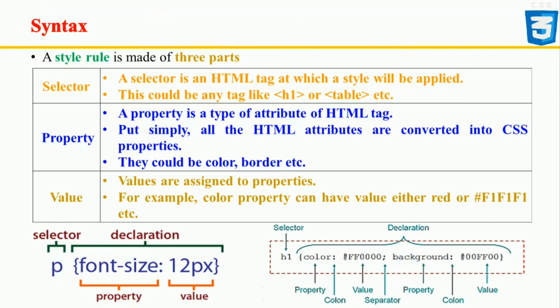A selector is an HTML tag to which style will be applied. This could be any tag like h1 or table. Property is a type of attribute of an HTML tag, where all HTML attributes are converted into CSS properties. They could be color, border, etc. Values are assigned to the properties. For example, the color property can have the value red or the hexadecimal color code for a shade of red.